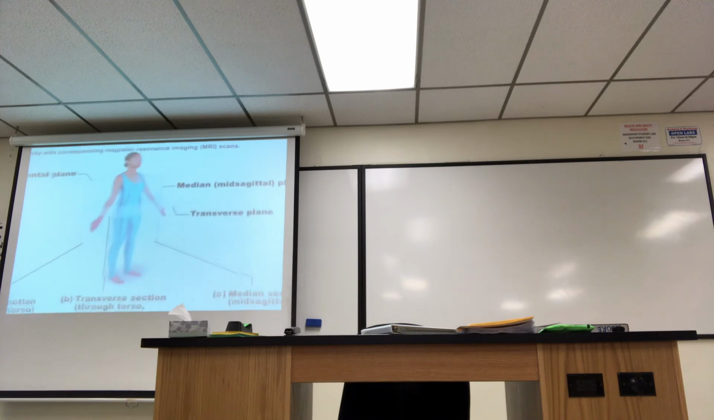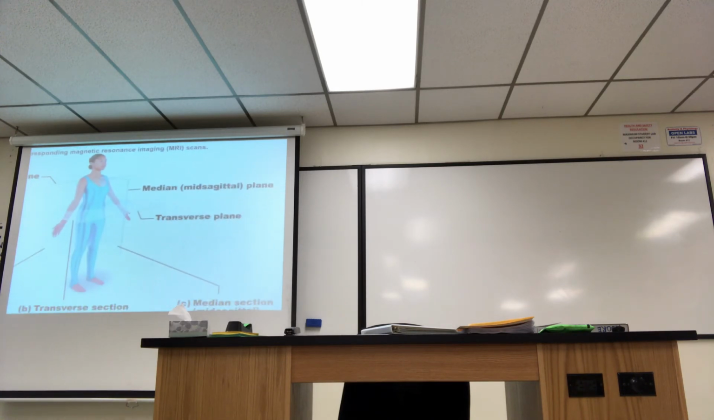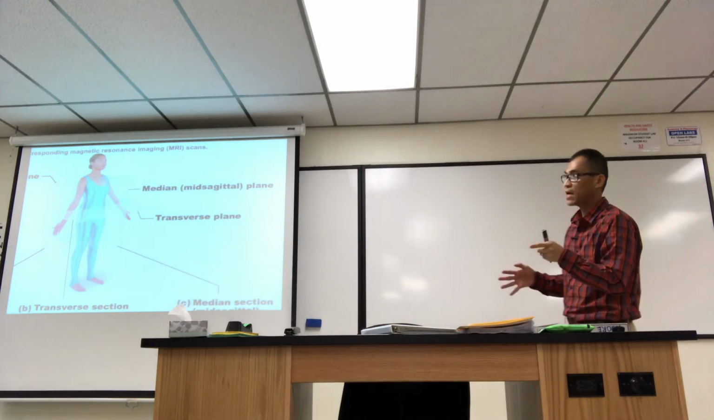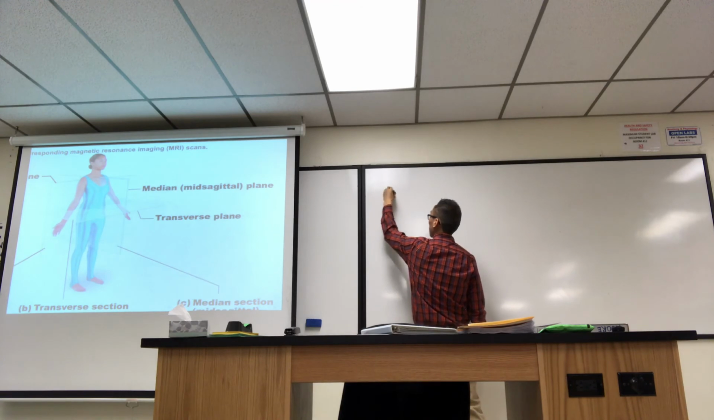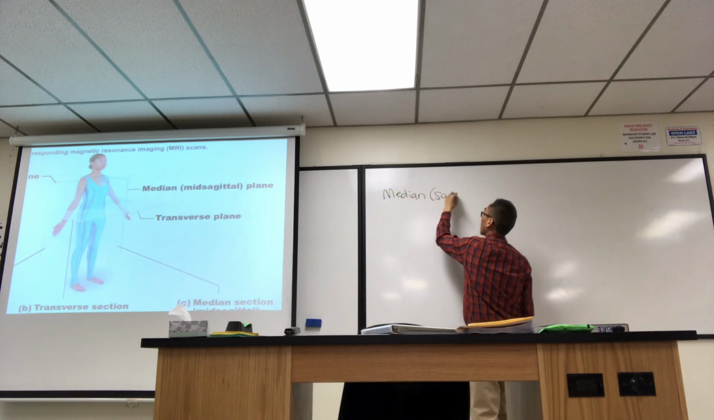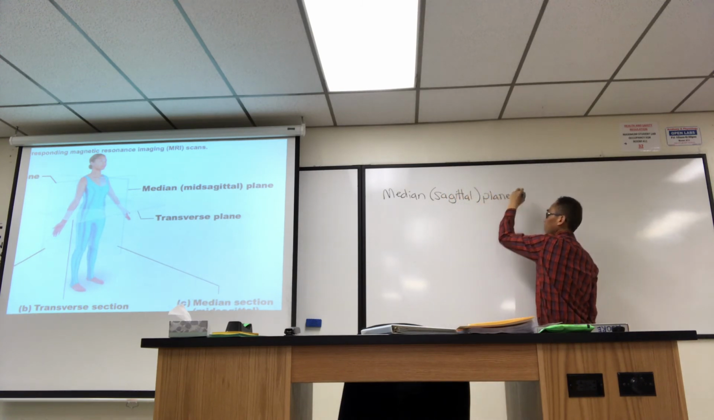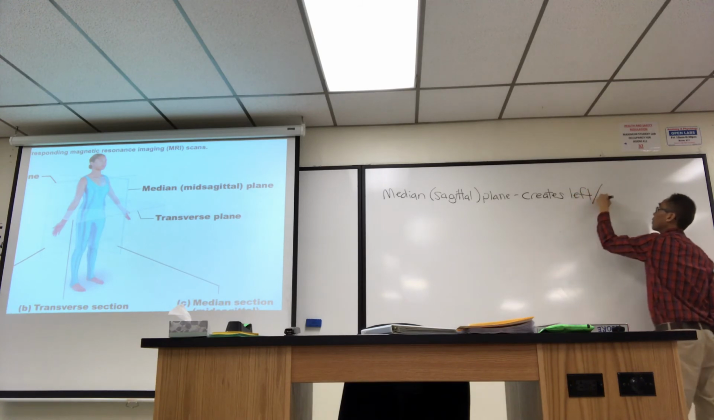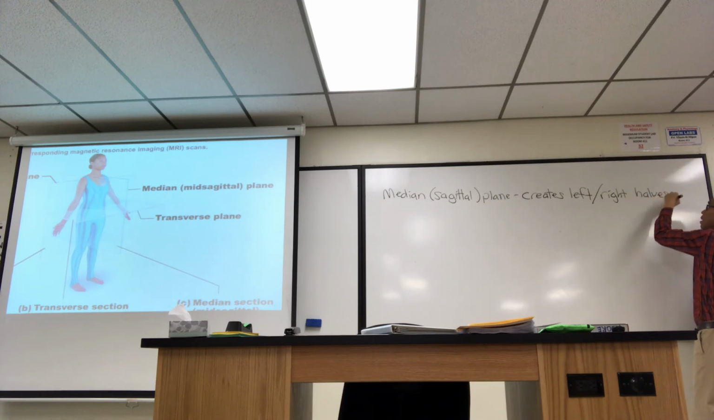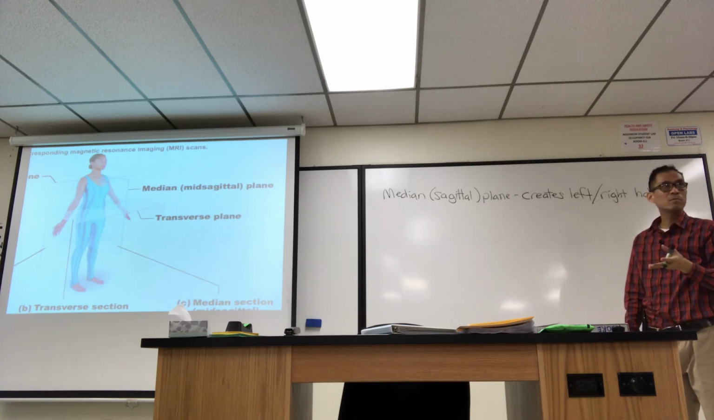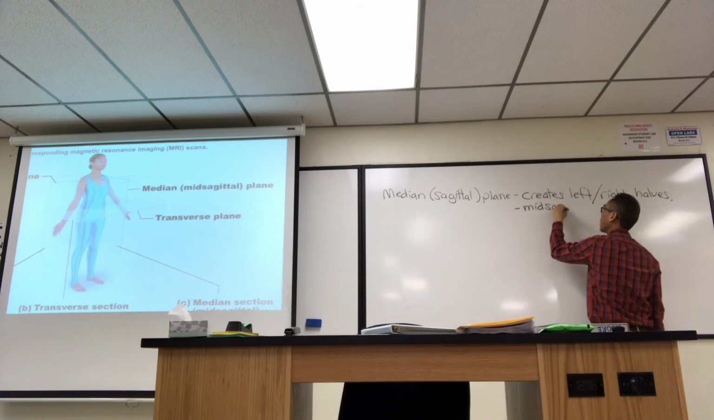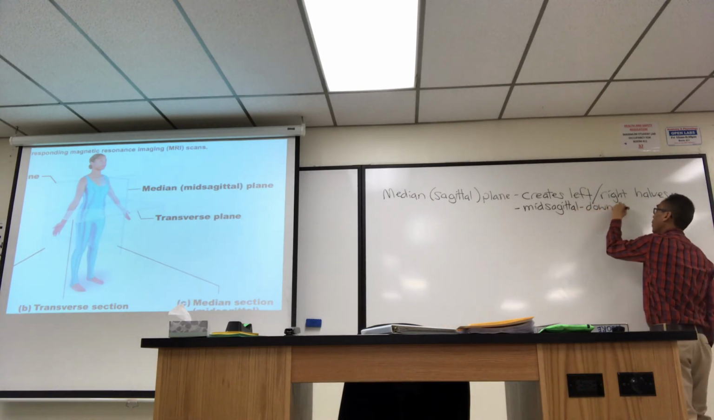Zoom in a little bit so you can see the planes better. See where it says median or mid-sagittal plane? When you cut in that plane, you're creating left and right halves of the body, right? So if you cut right down the middle, it's mid-sagittal. So the median plane is also called the sagittal plane. Median or sagittal plane creates left and right halves. If you cut right down the middle, that's called mid-sagittal. That term's on there. That's what they did in this example.